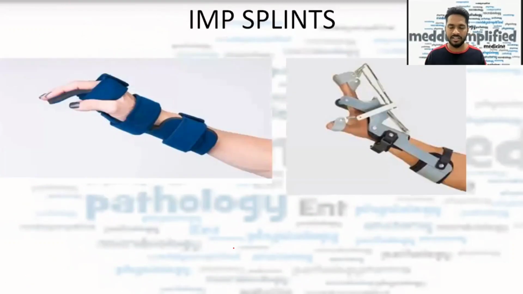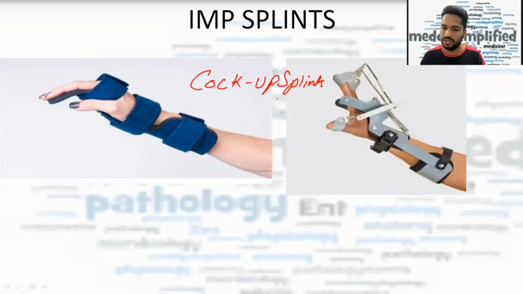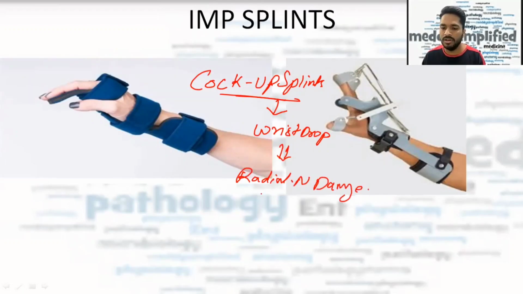Okay, so this will be the last thing we discuss. If you see, this splint is extending your wrist. This is usually known as a cock-up splint. It is used for wrist drop, and we have learned wrist drop occurs due to radial nerve paralysis, right? Radial nerve damage, which we remember happens usually in fracture of the shaft of the humerus.